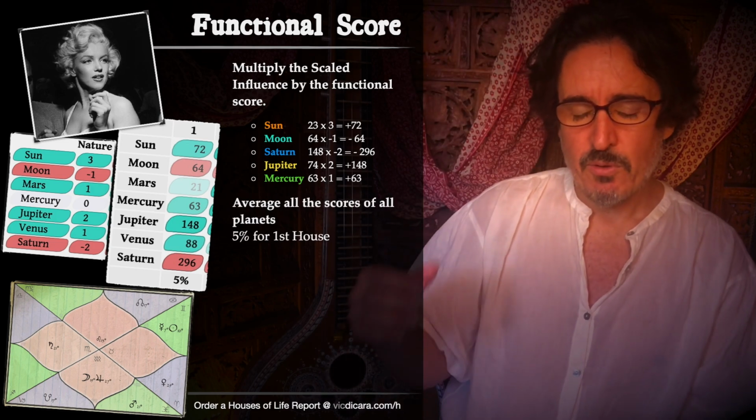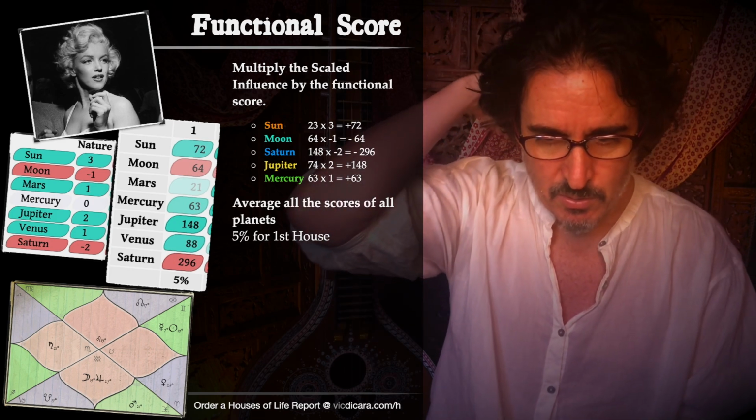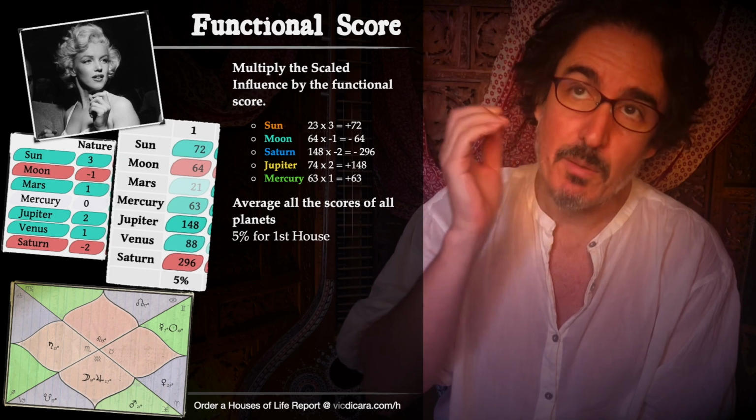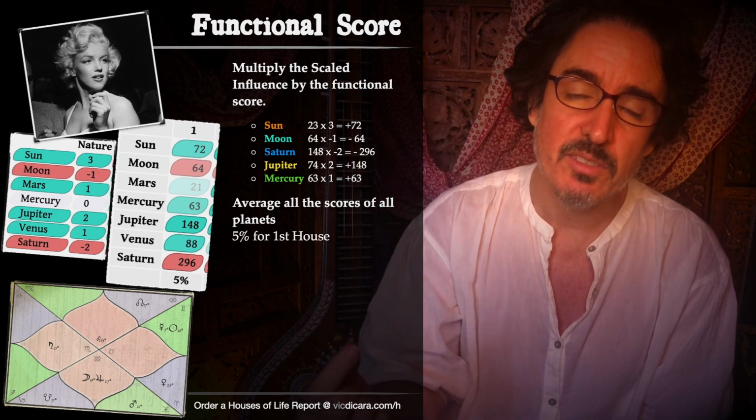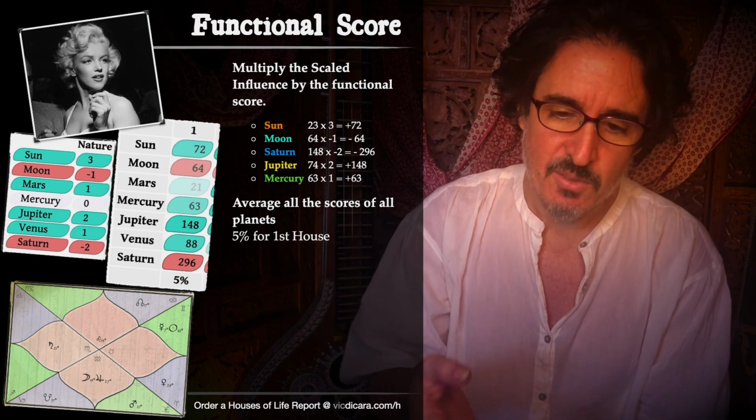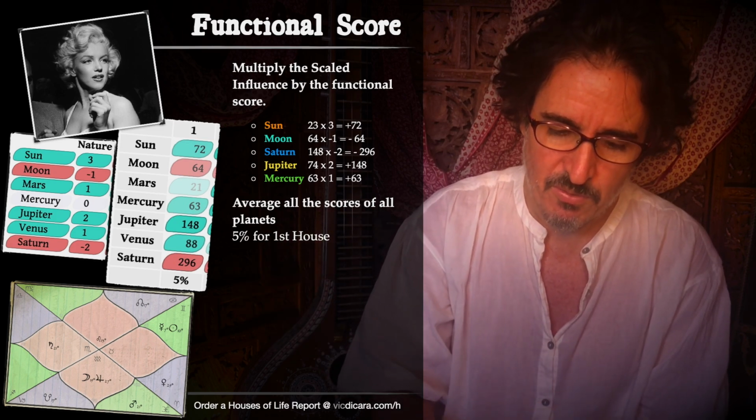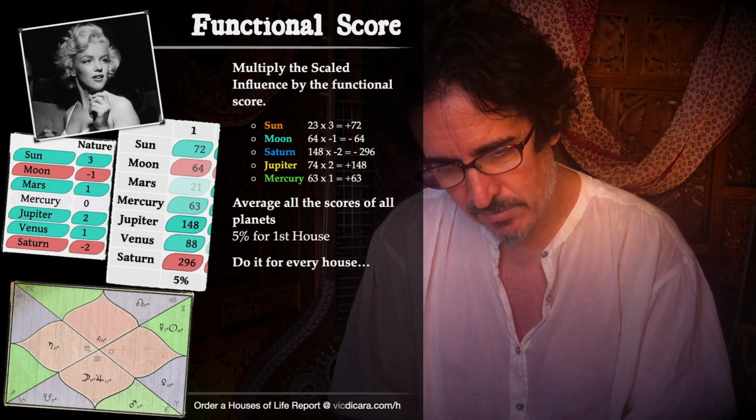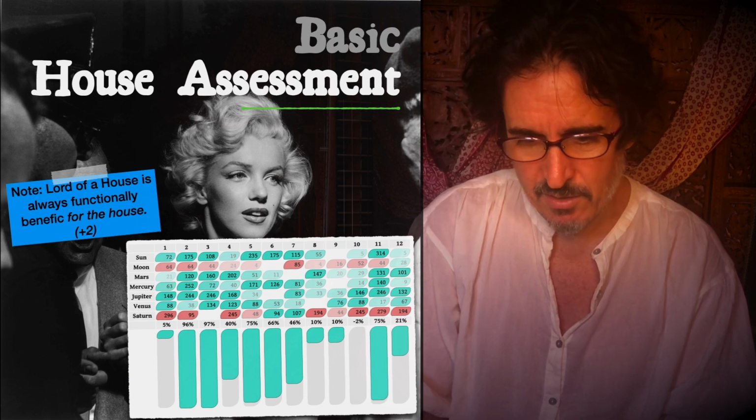So you just do that for all the planets, the ones that we didn't do as well, and then you just average them all together, and you'll get the amount of positivity for that house. How positive is that house? And in her case, it's 5% positive for the first house. And then you just do the same thing for every house, and it looks like this.